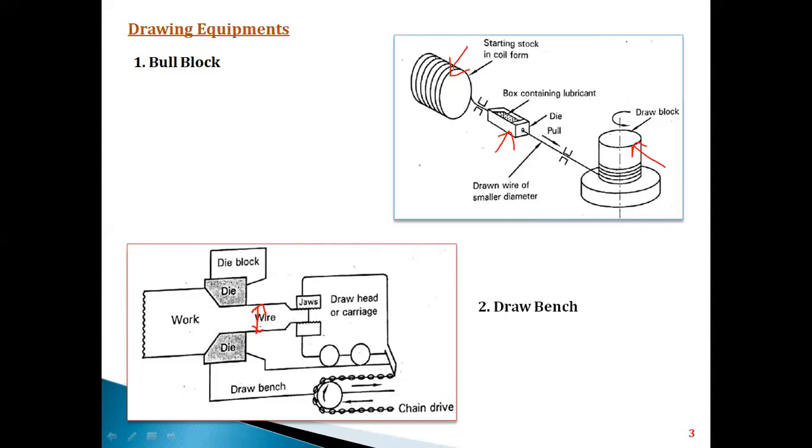Here also, if you observe, the pulling force is applied, but it is done with the help of a pair of jaws which are attached to a chain drive, which means the force required is very, very high when compared to the previous equipment, that is the bull block.